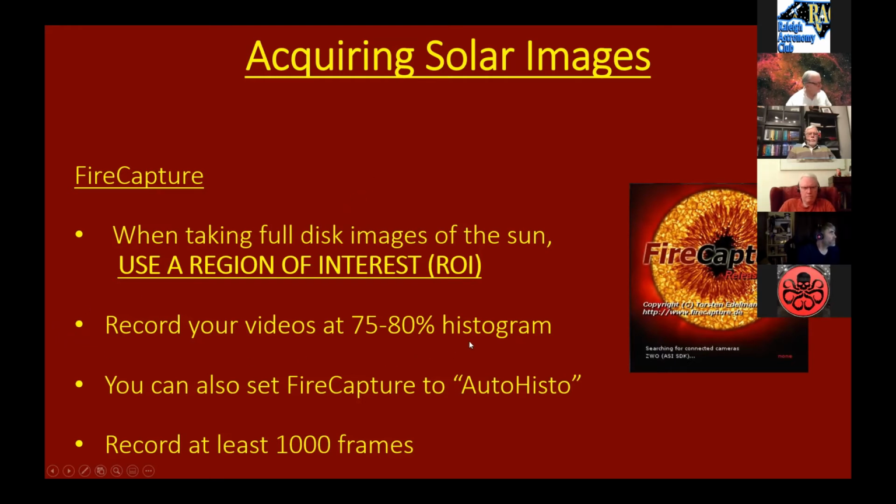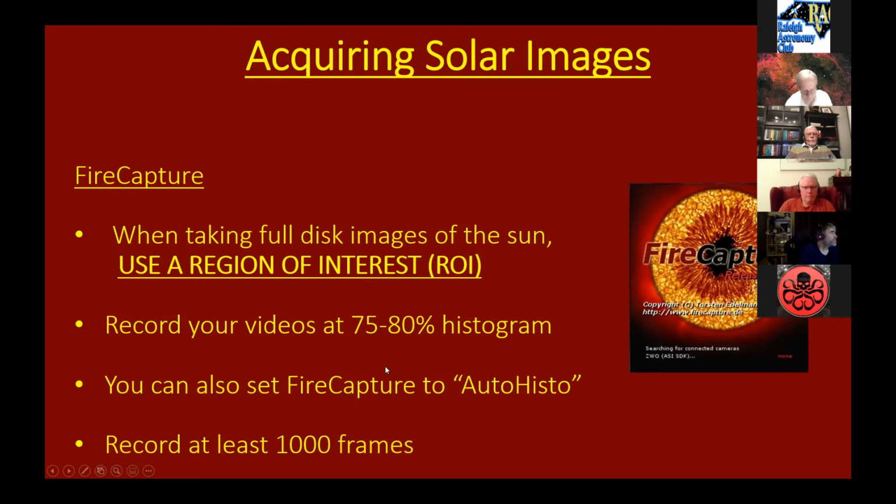When you're recording all of your images for solar, you want the histogram that you'll see in FireCapture to be 75 to 80%. Okay. I'm just going to run through this really quickly because I'm not going to do a FireCapture example tonight. Another thing you can do is set FireCapture to auto histo. What that does is adjust the gain of the recording over time. This helps out a lot if you want to do a time lapse.